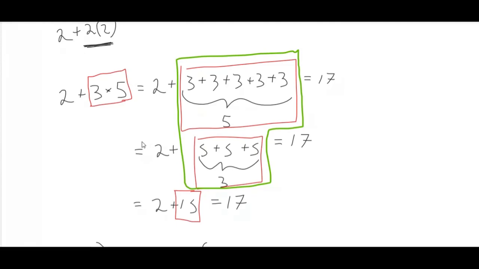Okay, and what that tells us is that you can multiply 3 by 5 in any order, whether you think of it as 3 times 5 or 5 times 3, it gets you the same answer. 3 fives added up, which is the bottom situation, or 5 threes added up, which is the top situation, it gets you the same answer.